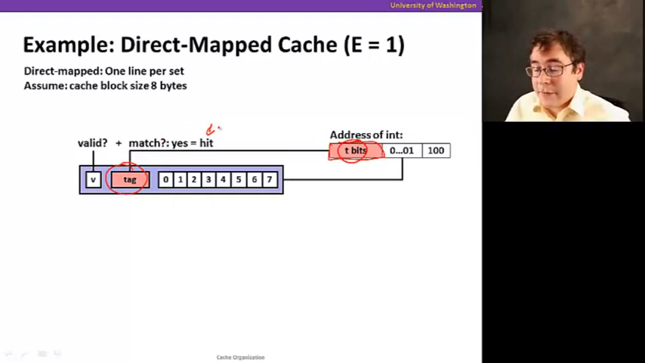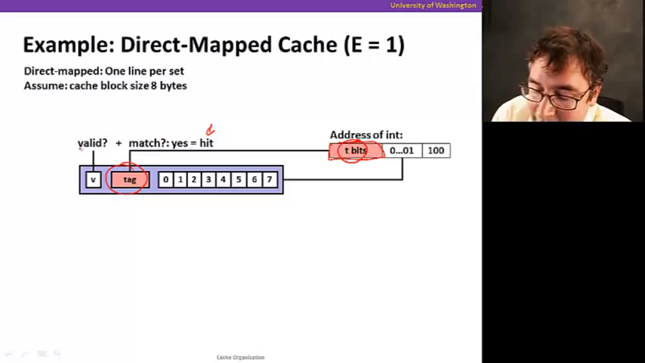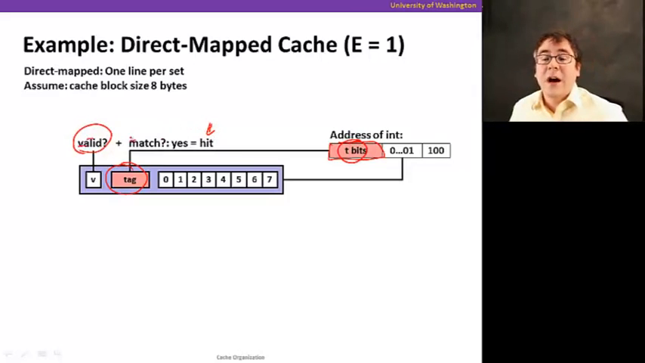So the next step: if it matches and the valid bit is set, we have a hit. If either one of these is not true, if it's either not valid or it's not a match, it's going to be a miss.